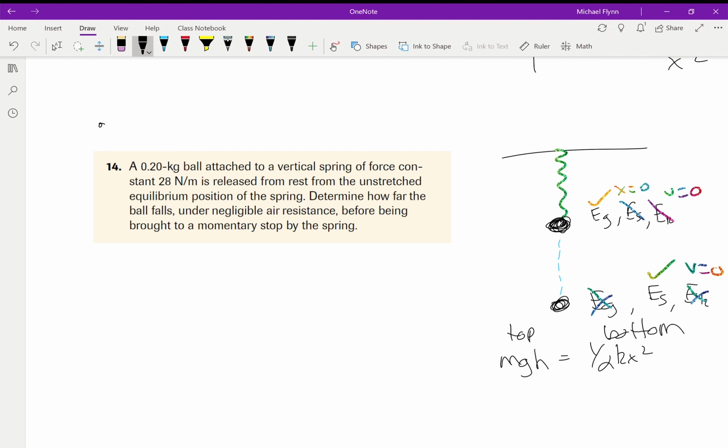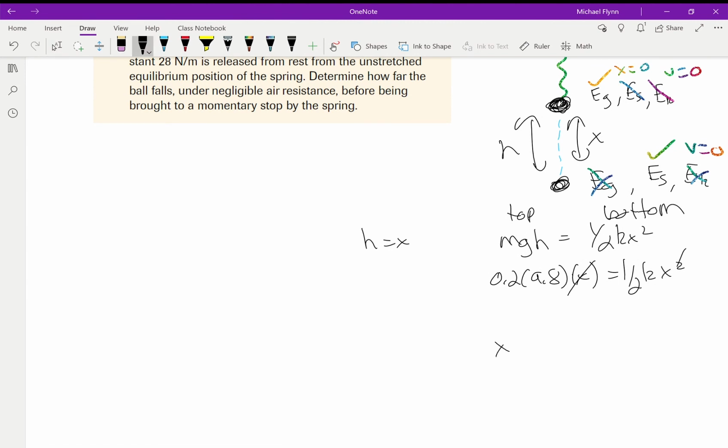Just go ahead and solve. I think they give you all the numbers. 0.2. Oh, h and x will be the same number. So 0.2 times 9.8, because this will be the stretch. That's your height, that's also your stretch. So 0.2 times 9.8 times x equals 1/2 k times x squared. That will cancel with that one. Solve for x. You get x equals 2 times 0.2 times 9.8 divided by k. And that's how you do that one, just like that.